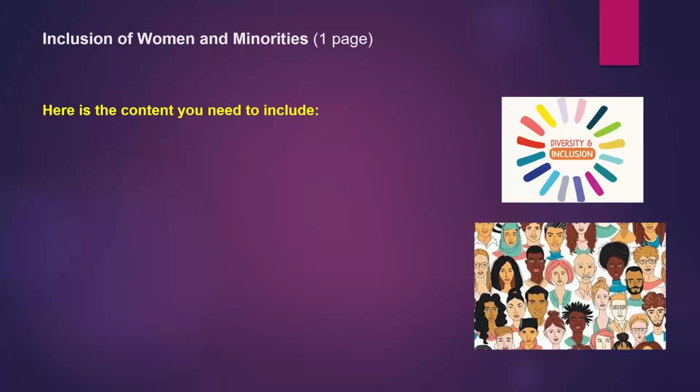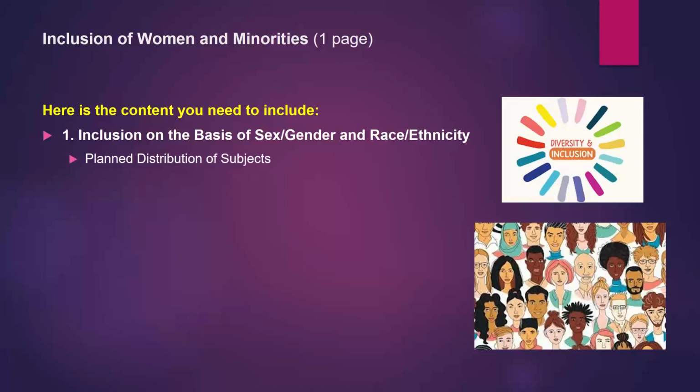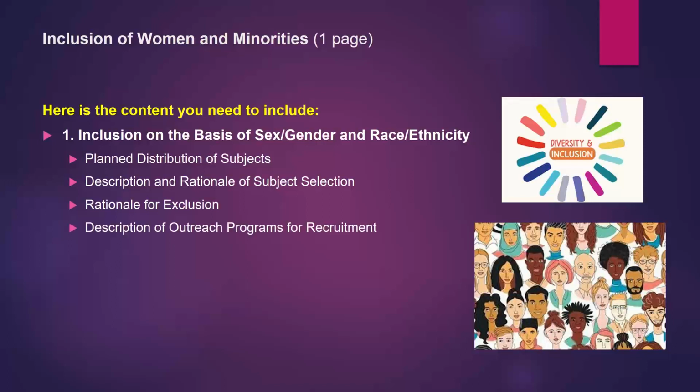Here's the content you need to include for this section. This is what reviewers will be checking off. Inclusion on the basis of sex, gender, and race ethnicity. So that's the first heading. Your planned distribution of subjects, the description and rationale of your subject selection, the rationale for exclusion, and the description of outreach programs for recruitment.